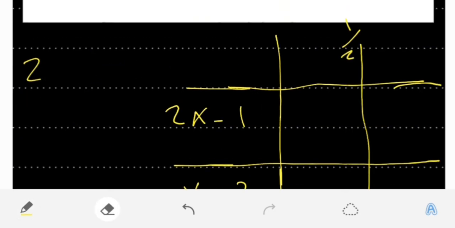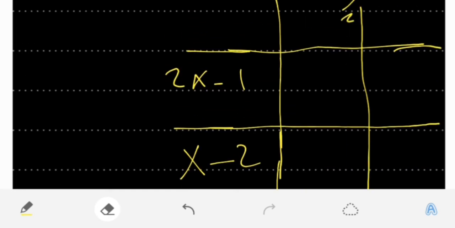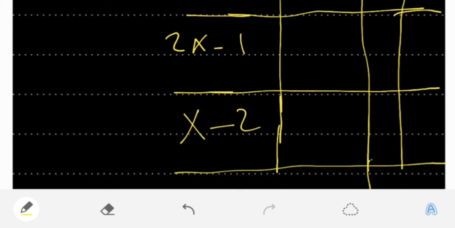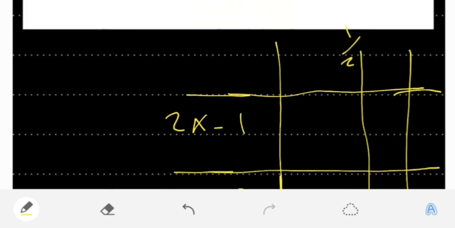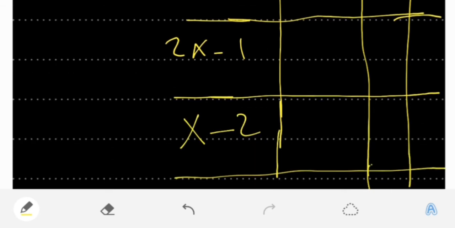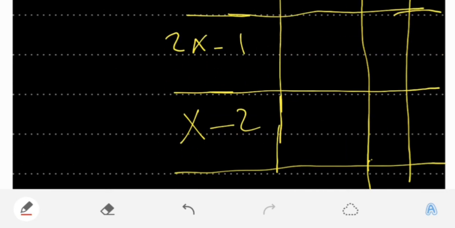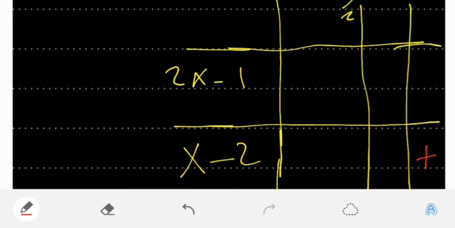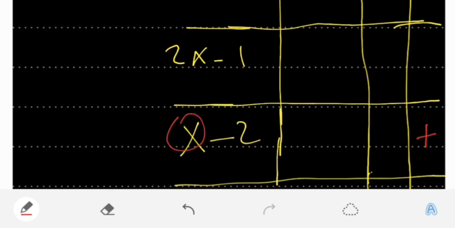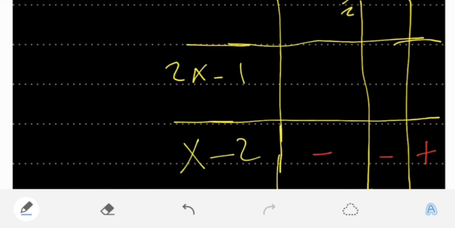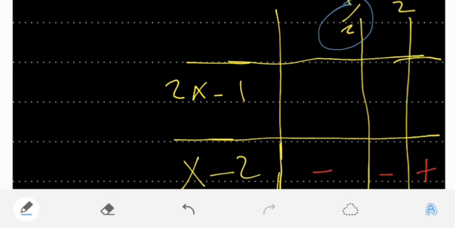So we can add another line over here and call it 2. When x is bigger than 2, x minus 2 is positive. But if x is smaller than 2, it is negative. For 2x minus 1, when x is smaller than a half, it is negative, and then it starts being positive.